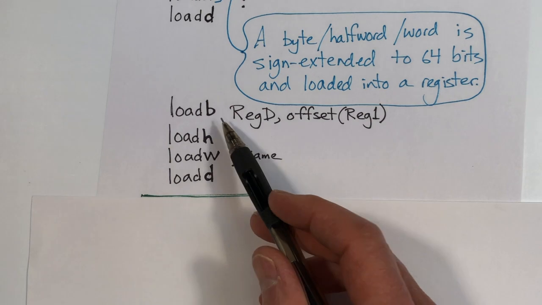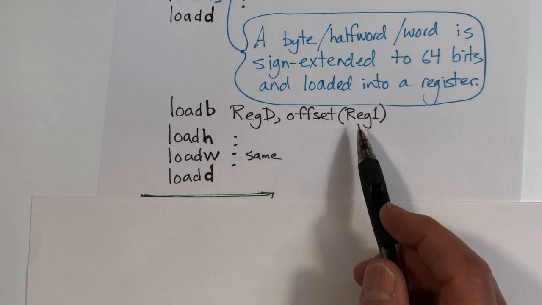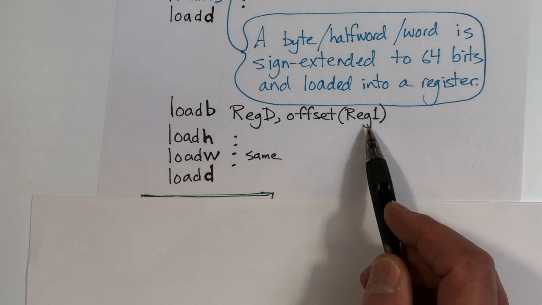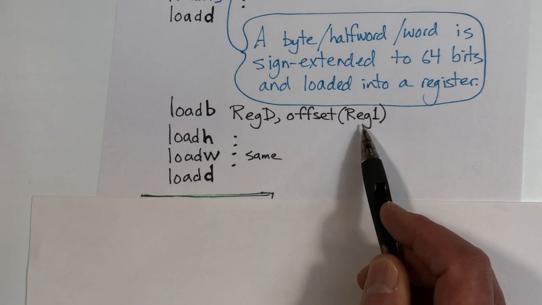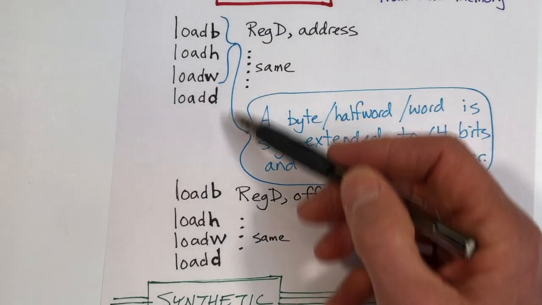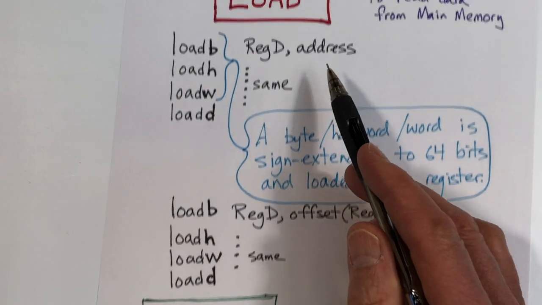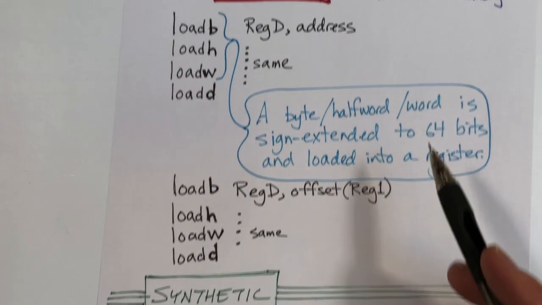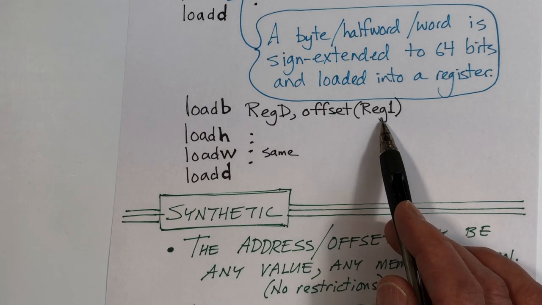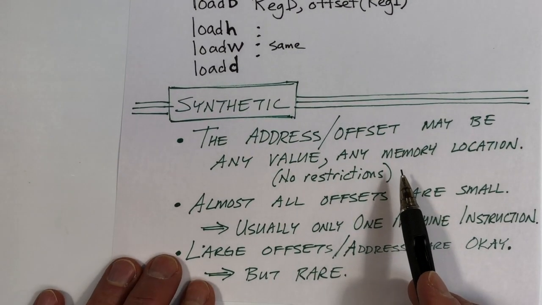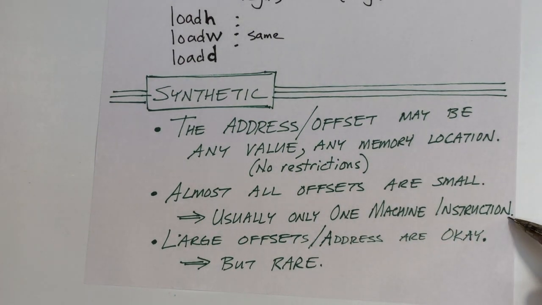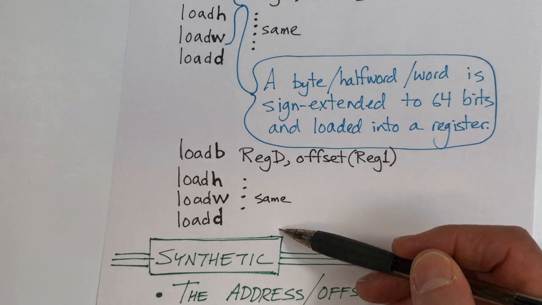There is a variation on these instructions where the address is given by an offset and a register. So this is an immediate field in the instruction, and it's added to the contents of the register to determine the actual address from which to fetch data. The instructions listed here are synthetic instructions, and so the address can be any address in memory, and the offsets can be any value here to access any address in memory relative to some pointer. So they can be large values. Almost all offsets are small, so generally speaking, only one machine instruction is required to synthesize these instructions.